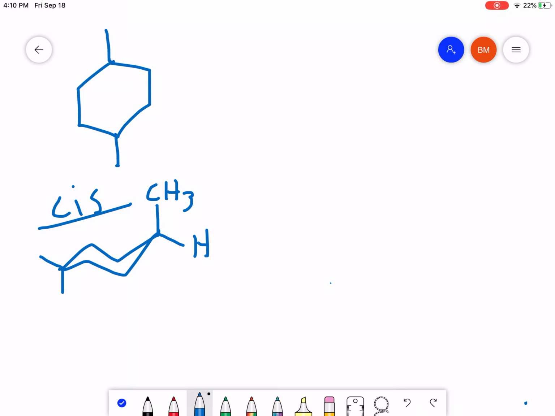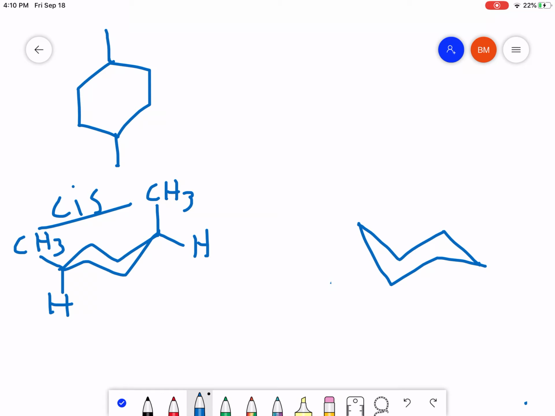So, if we need the other CH3 to point up, that means we have to put it on the equatorial bond because it's slanted up. And then we can draw our H. Right? So this is one of our cis conformations. All right? To draw the other one, you can do a ring flip. Like that. All right? Keep track of your carbons and your bonds, right?